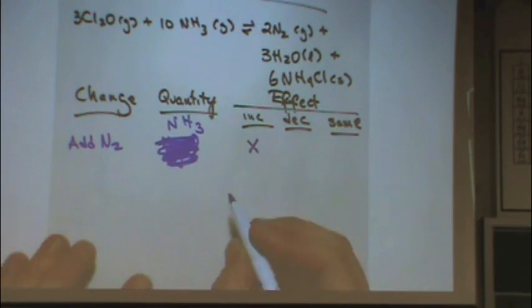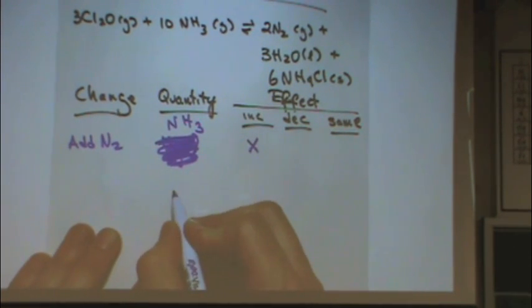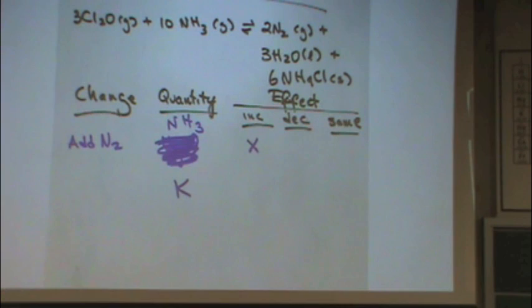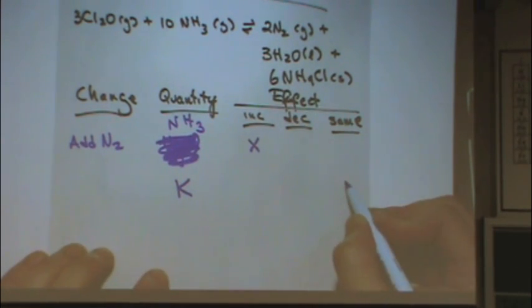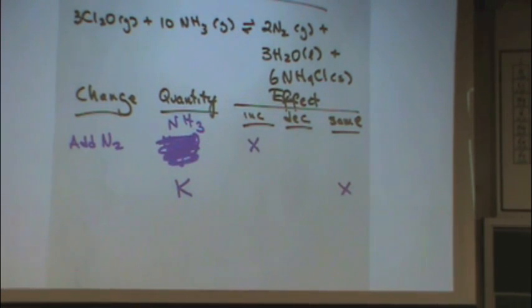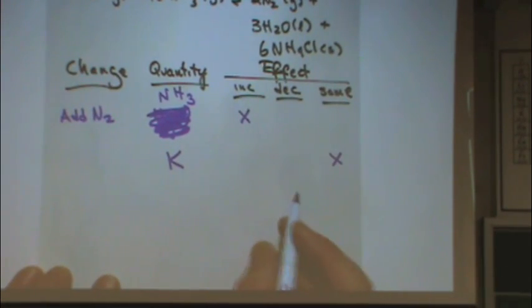Let's just mess around for a little while. What would this do to K if I add in N2? K is a constant, so that means no change, or stays the same. Remember, no matter how much I add of any reactant or remove a reactant, add a product, whatever, K is not going to change. That's a constant. I'd have to do something like change temperature in order to change K.